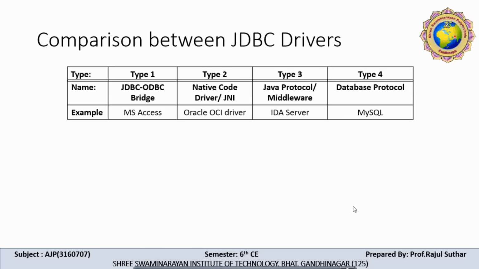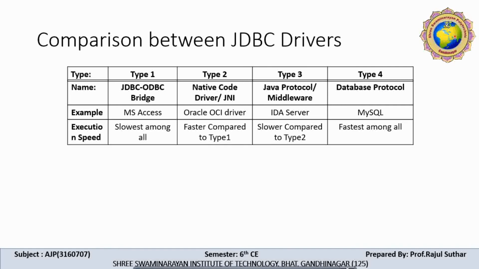Again, what is the example of type 1 driver? While we are using the type 1 driver, MS Access is one of the best examples of type 1 driver. Type 2 driver is Oracle OCI driver. Type 3 driver is IDA server and type 4 driver is MySQL. We will discuss the connection of MySQL by using the JDBC driver in the next video lecture.